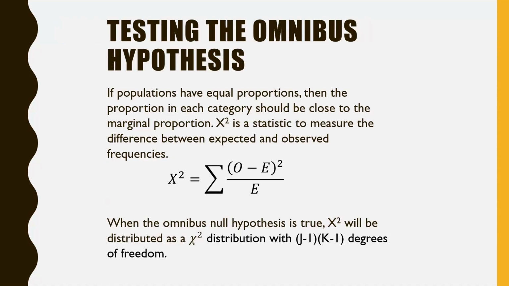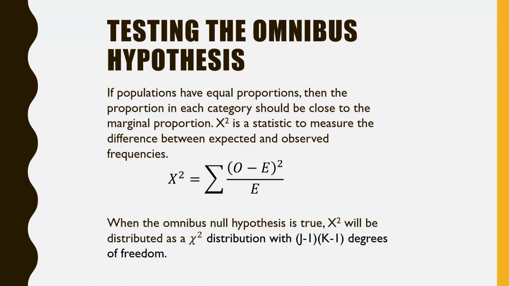Now let's talk about testing the omnibus hypothesis. If populations have equal proportions, and that's what the omnibus hypothesis says, then the proportion in each category should be close to the marginal proportion. The marginal proportion, as you'll see, is how we're going to calculate our expected frequencies. And those marginal proportions are going to indicate what the proportions in each group should look like if the null hypothesis is true. That is, if there is no difference in the proportion of responses for each of our groups.